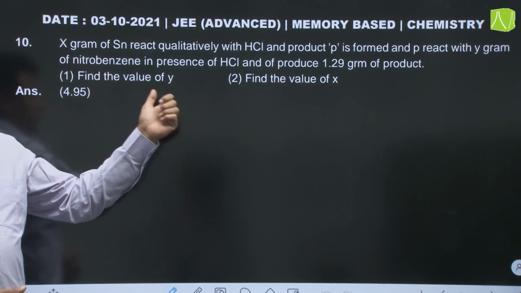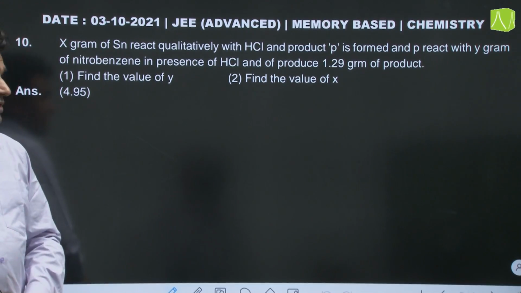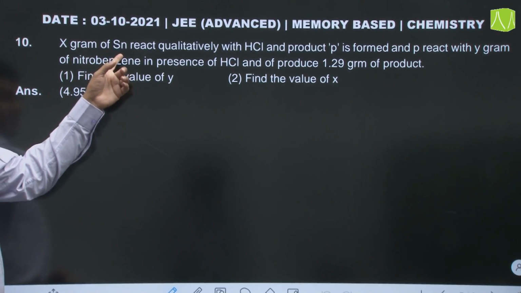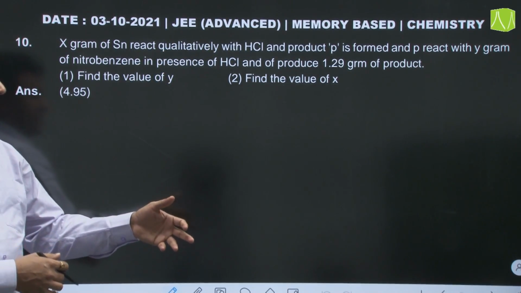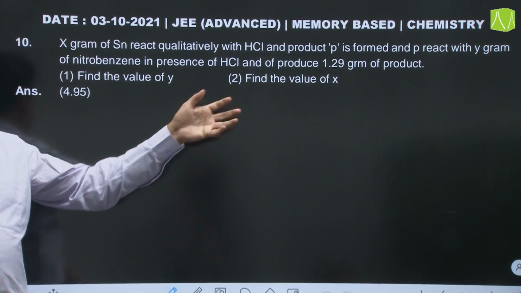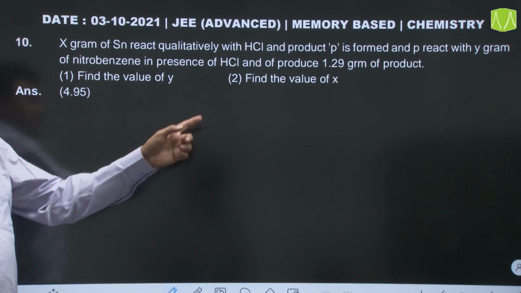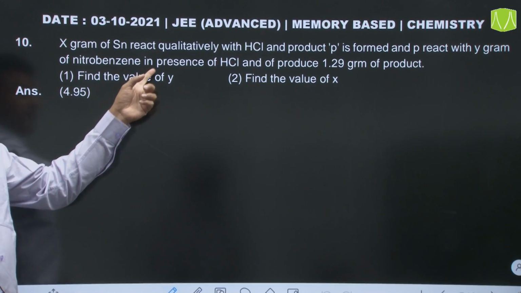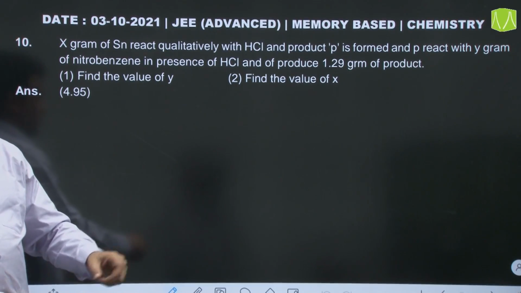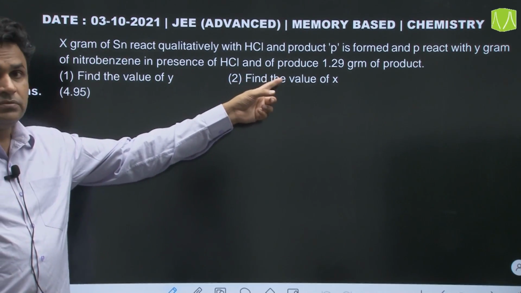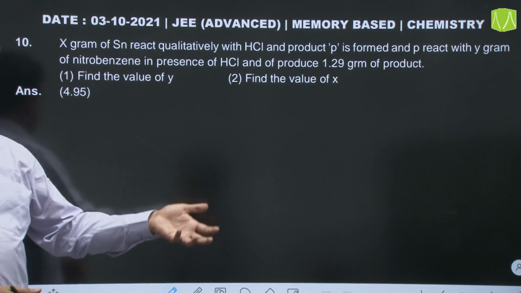It's a redox reaction, mole concept, as well as some concept of organic chemistry that is also required. X gram of tin is reacting quantitatively with HCl. So tin on reaction with HCl will definitely produce SnCl2 and H2. Product P is formed, SnCl2 is going to be the product. P reacts with y gram of nitrobenzene in presence of HCl. So SnCl2 plus HCl is going to be a reducing agent. That is going to reduce nitrobenzene into aniline. So that reduction reaction is from the organic side.